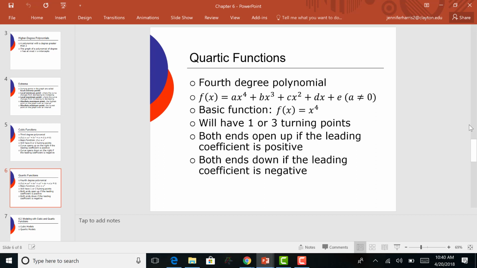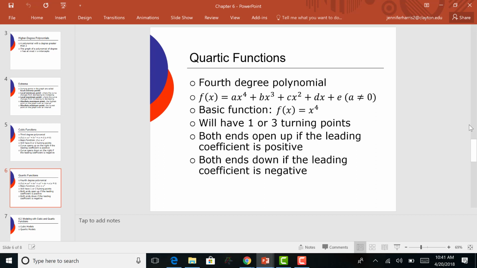Usually, it looks like this. Usually, it looks like a W. Doesn't have to be a perfect W. Could it look like this? Yeah, it doesn't have to be a perfect W. It could look like that. So it just depends on when you put it in decimals what the actual shape looks like. Okay? It could have how many turning points did it say? 1 or 3.